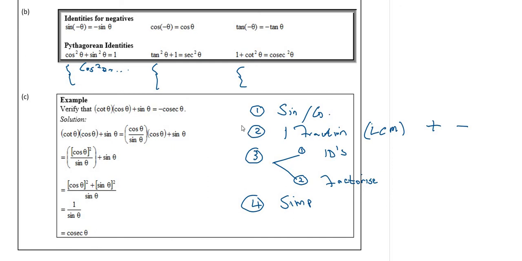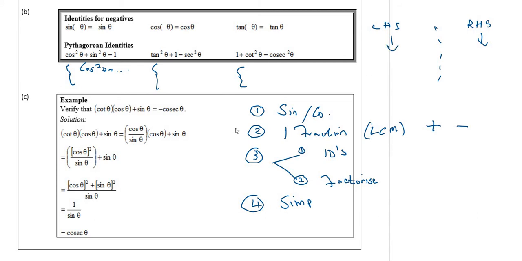Now, remember, we look at the most complicated side, and we start there. But it's sometimes good to do the left-hand side and the right-hand side. Sometimes I like to divide my page into two. Do the left-hand side down here, and do the right-hand side down there until I get the same. Sometimes that works quicker for me.